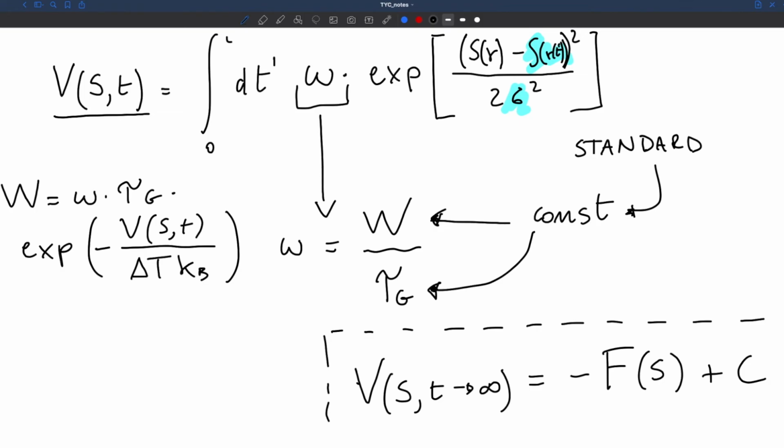This exponentially decaying function depends on one parameter, delta T, that has units of a temperature, and it's an arbitrary parameter that modulates the behavior of well-tempered metadynamics between two extremes. So when delta T diverges, well-tempered metadynamics tends to standard metadynamics. While when delta T vanishes, the well-tempered metadynamics tends to the unbiased dynamics limit.